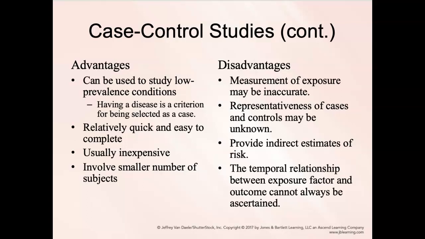You also can't use a relative risk. You have to use this indirect estimate of risk, the odds ratio. So it's not as easy to really estimate the risk. And the temporal relationship between the exposure and outcome can't always be ascertained. You are asking people to self-report something in the past, and you're obtaining information on the exposure after the outcome has already been determined, and so it can be hard to establish whether there really is a true temporal relationship, meaning that the exposure really happened before the outcome.